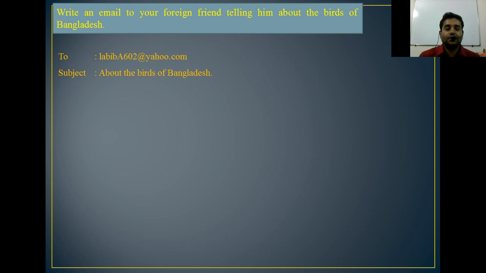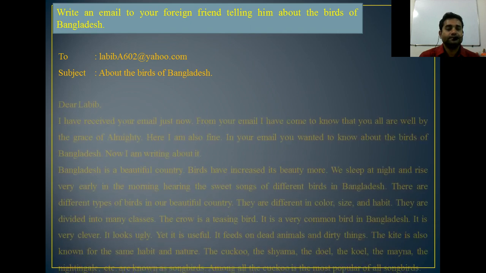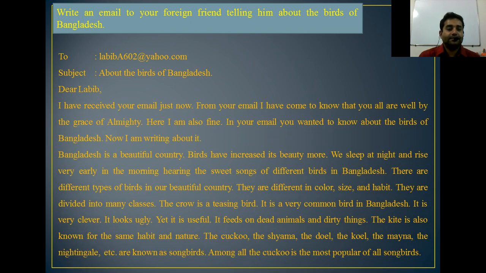So now I will show you a demo answer. You may write this in your CW copy. Okay? You will write down this in your CW copy. Dear Labib, I have received your email just now. Think very carefully. In class 5, you have read that I have received your letter just now. But here I have only changed the word letter and I use here email.